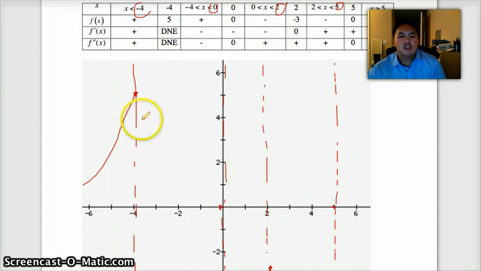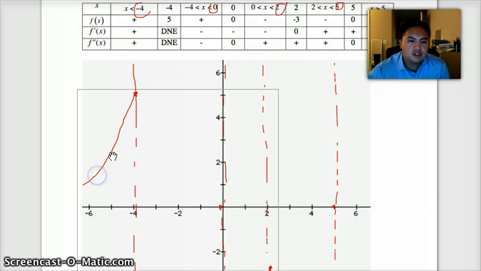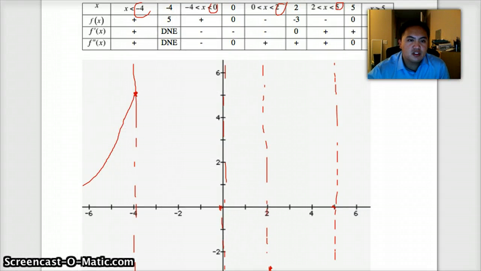Okay, now I drew this one. Actually, it might be easier for you to see if I put this in a different color. There you go, it's in blue.